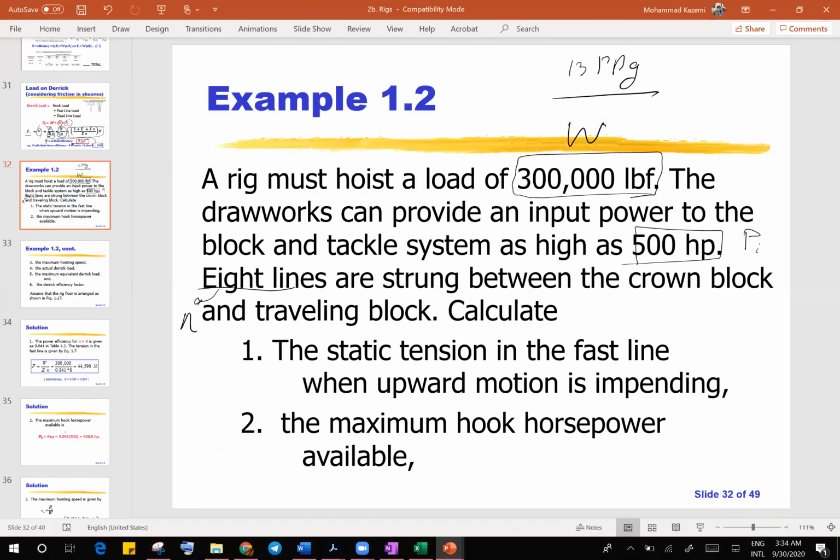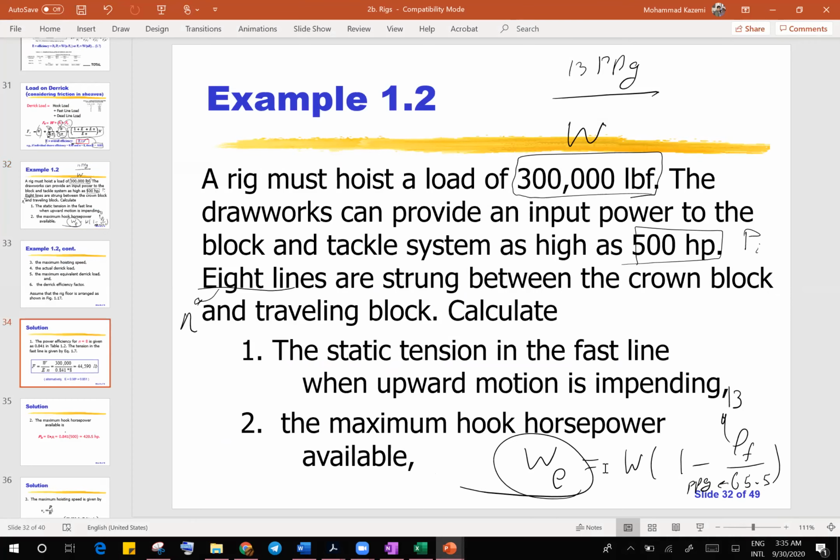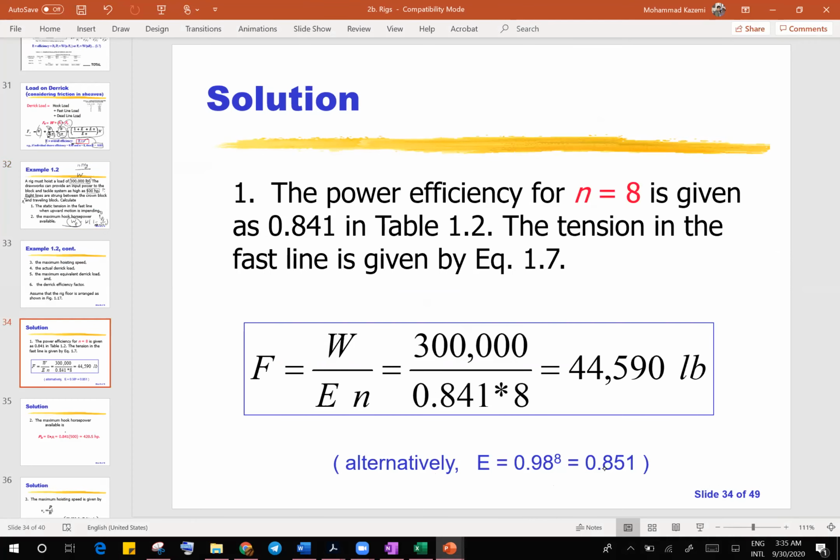So in that case, if there was a drilling fluid here, then you would need to calculate WE, which is W multiplied by 1 minus density of fluid over density of steel, which is 65.5. This is pound per gallon. And if this is 13, then you use 13. You calculate this WE. And then in your calculation, instead of this W, you should use WE instead of W.